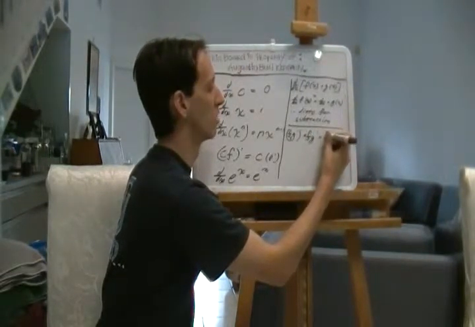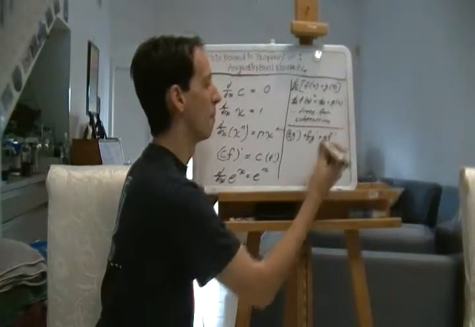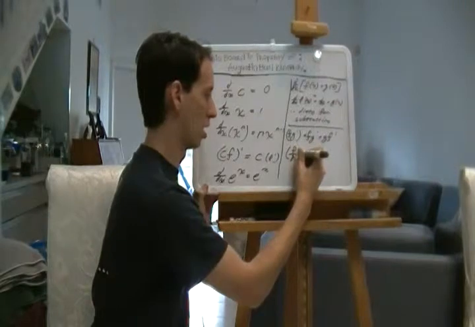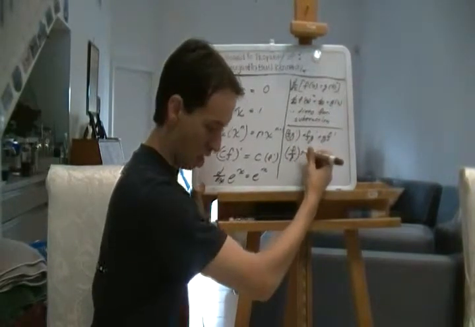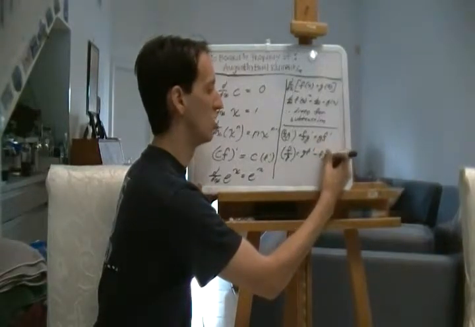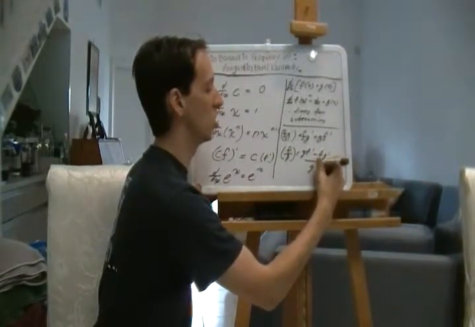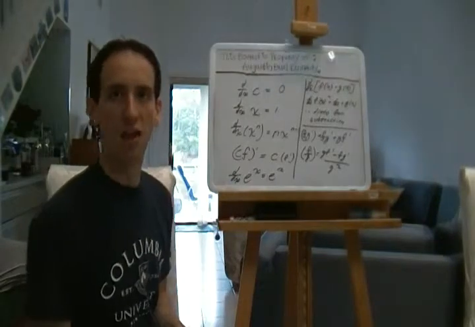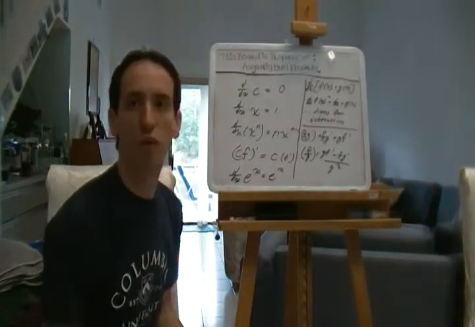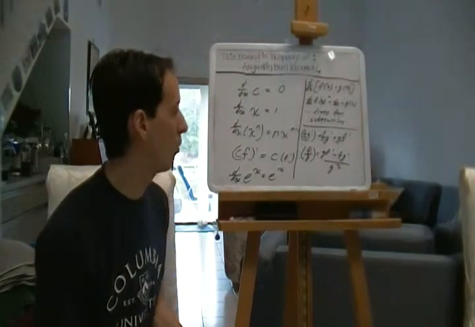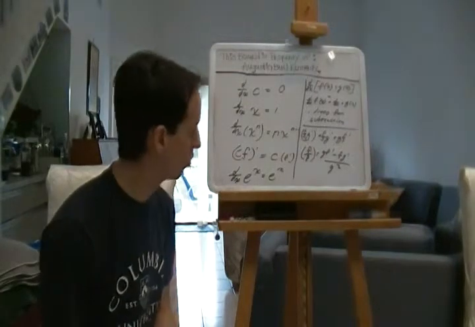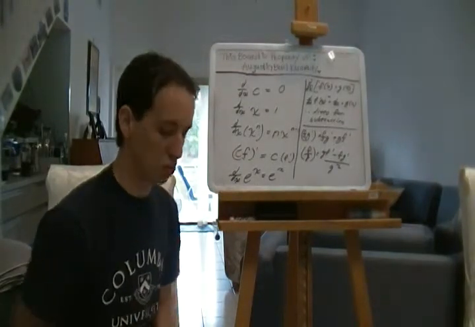f g prime plus g f prime. And the derivative of a quotient equals g f prime minus f g prime over g squared. And those are all of the differentiation rules that we've gone over thus far. You can see how we use them. You can see why the order f and g really matters in the quotient rule. And you're going to be able to use all of these.